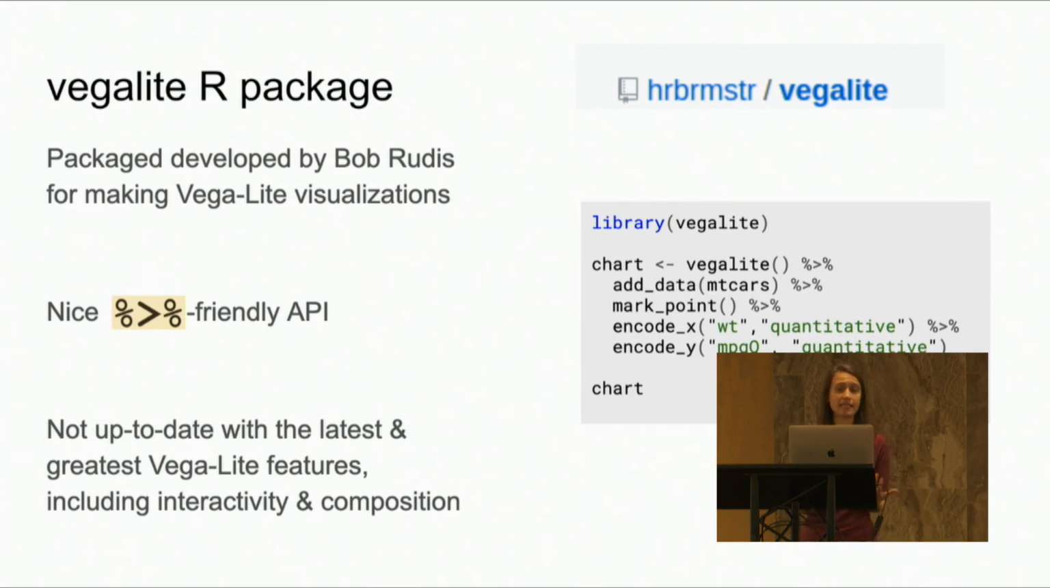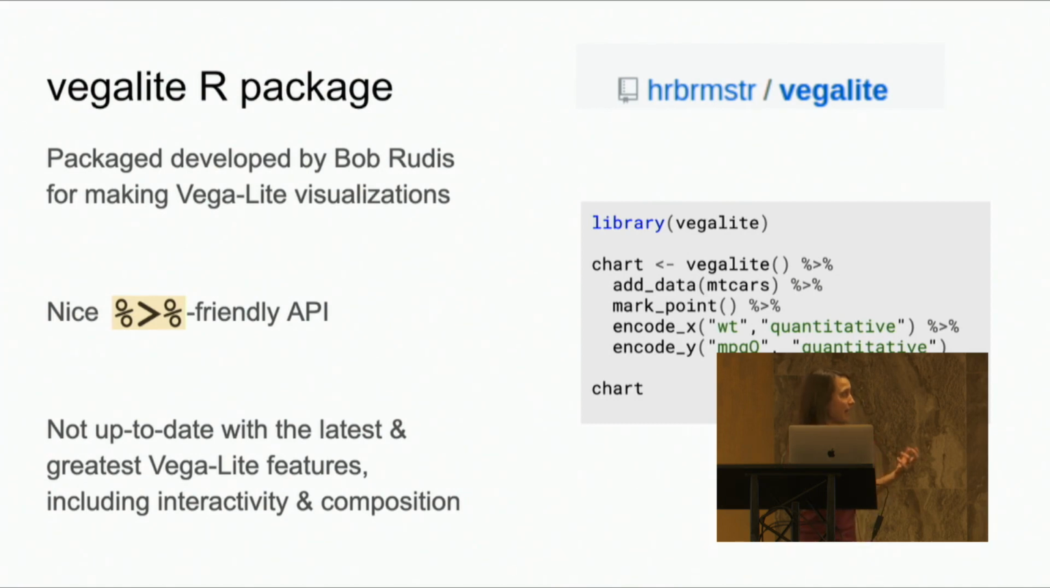The thing is, it's not up to date with some of the latest and greatest Vega-Lite features, including some of those really killer features like the interactivity and the view composition, where you can put different subplots together. And the reason it's not necessarily up to date is because when you build this sort of interface to this other thing, it can be kind of hard to update over time, because Vega-Lite is pretty big at this point. And so trying to keep it up to date is a pretty big endeavor.